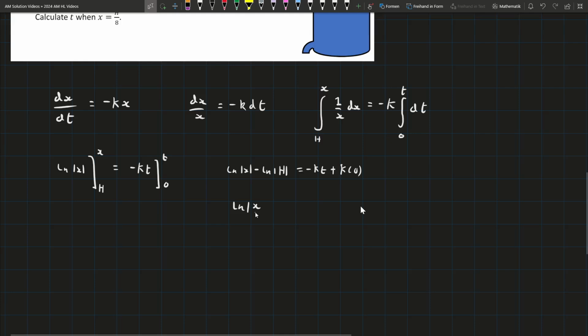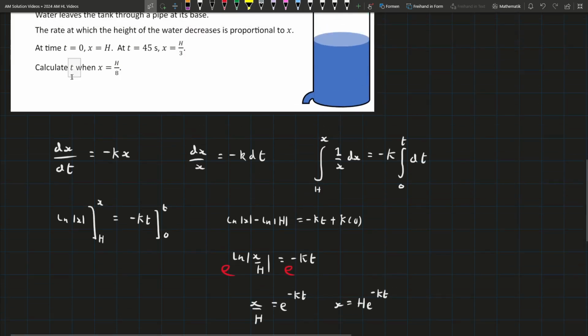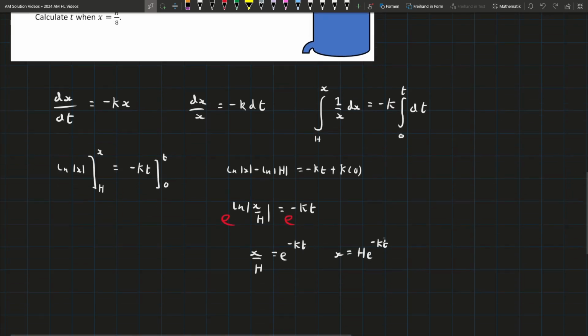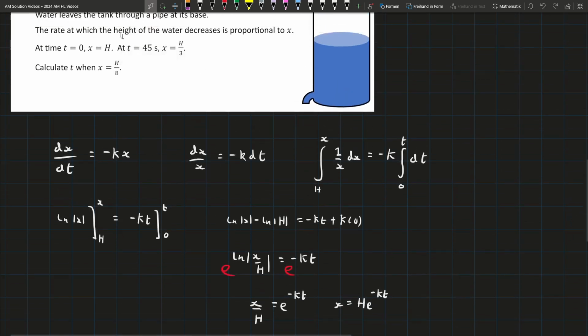ln of x over h will be equal to minus kt, e to the power on both sides, and the ln's will cancel, and we get that x over h equals e to the power minus kt, or in other words, x equals h e to the minus kt. Now we need to find t when x is h over 8. Problem is we still don't know what k is. That's why they gave us this information. When t is 45, x is h over 3.